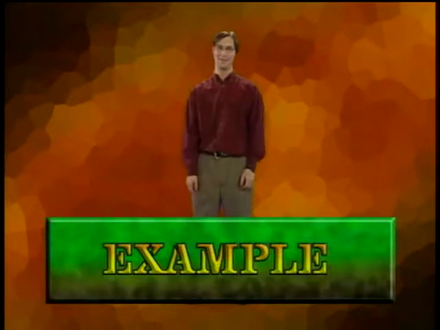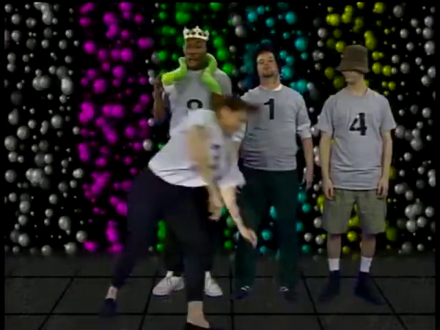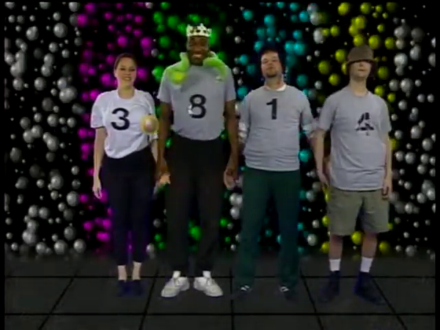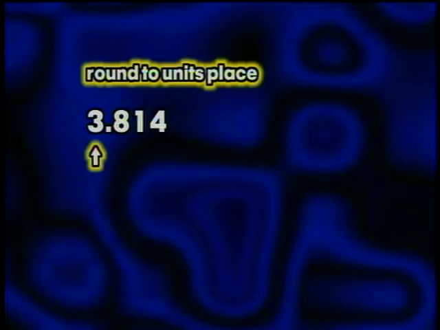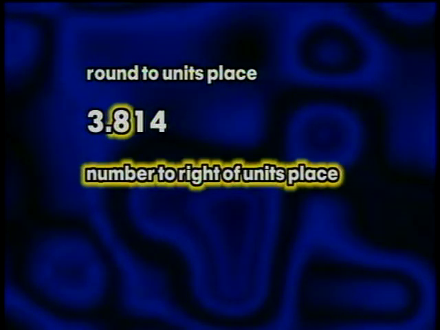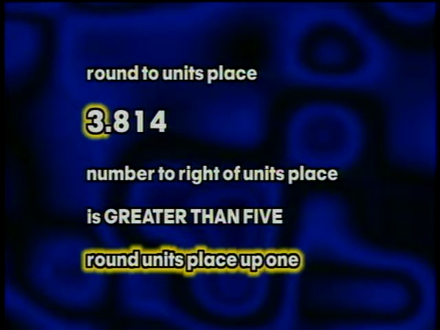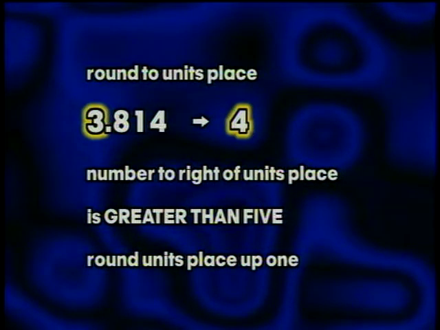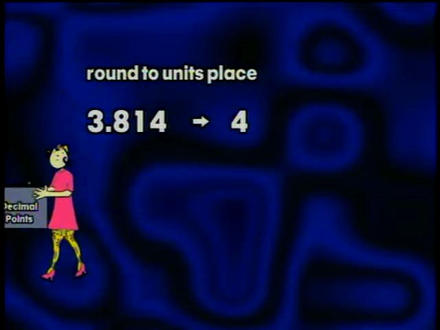Here's another example. Look at the number 3.814, or 3 and 814 thousandths. We can round this number to the nearest units place to get the integer 4. That's because the number to the right of the units place is 8, which is greater than 5, so we round the units place digit up 1 from 3 to 4. Our answer is 4, and there's no need to insert a decimal point in this type of answer.